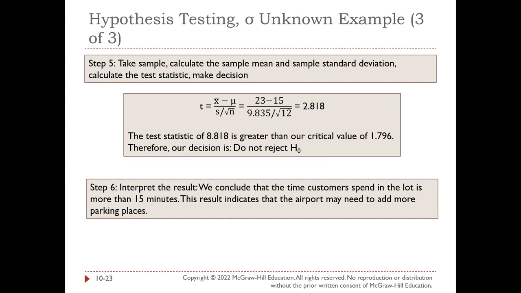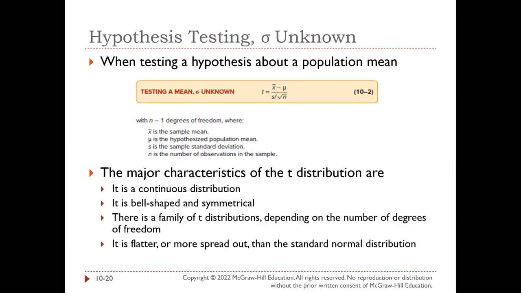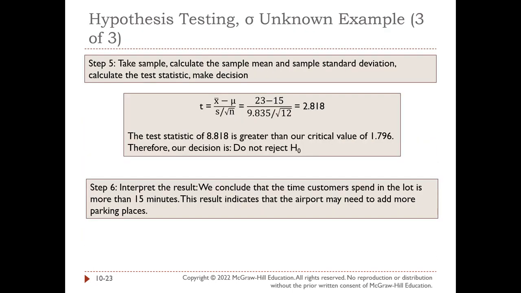So they take 23, which is, again, our X bar, that is, all of a sudden blanked, our sample mean, yeah, and then our hypothesized population mean. I don't know why, all of a sudden I forgot the term. It happens. So 23 minus 15 divided by 9.835, which was our sample standard deviation, divided by the square root of 12, which was our sample size, comes out to 2.818, okay?